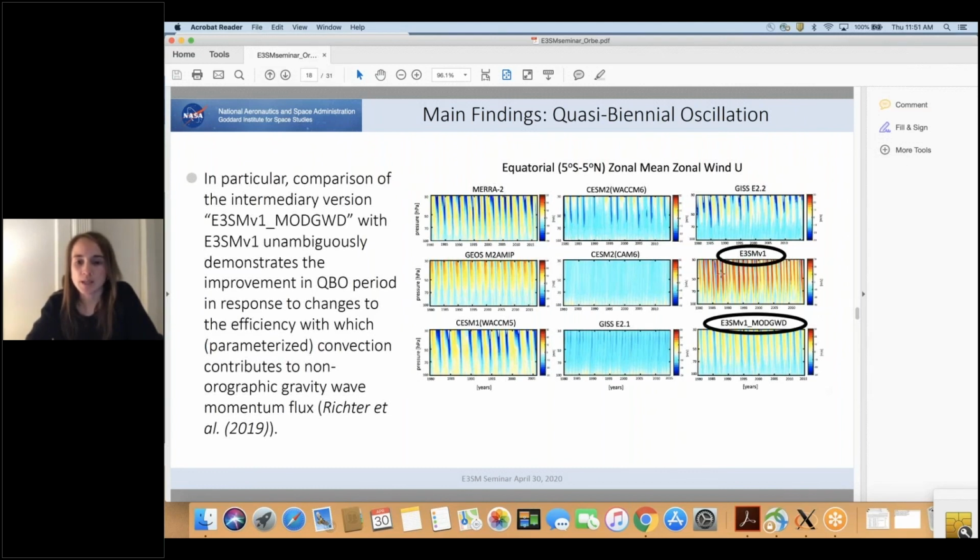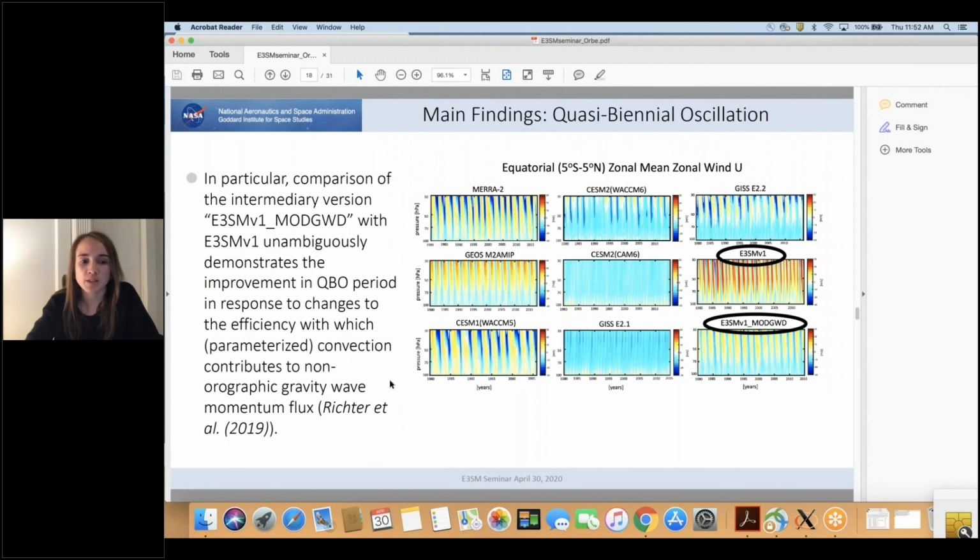What we can see is that in the original, default version of E3SM, the period of the QBO, which notably does exist, unlike in these lower vertical resolution versions of the models, is nonetheless too fast, with a characteristic timescale of about 16 months as compared to 28 months in MERRA-2 and in the observations. And what Yaga demonstrated, and what we can see right here in this modified gravity wave drag version of that model, is that the period was substantially reduced and is much more in line with MERRA-2.